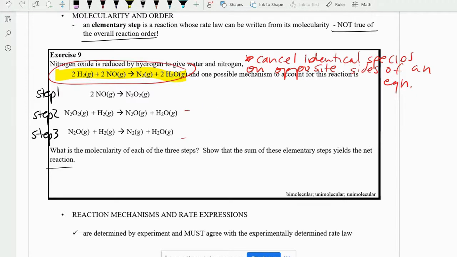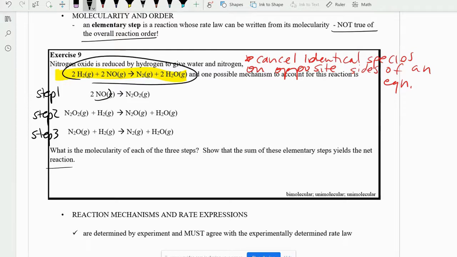And the way we're going to do that, let me clean this up a little bit here, is really quick. Let's go ahead and identify the molecularity for each step. Starting at step 1, we have 2NO. So you can see this is balanced, you guys, yields N2O2.